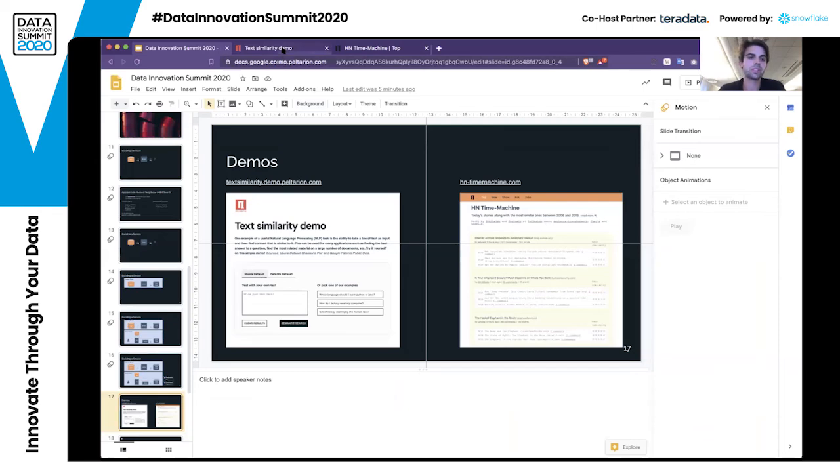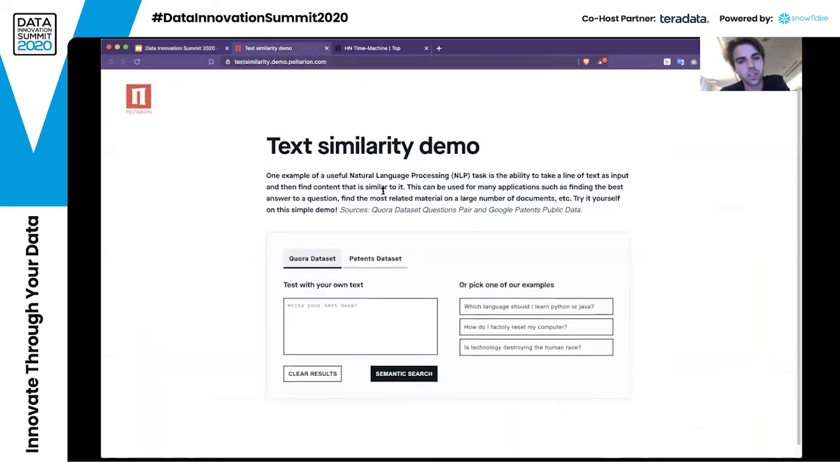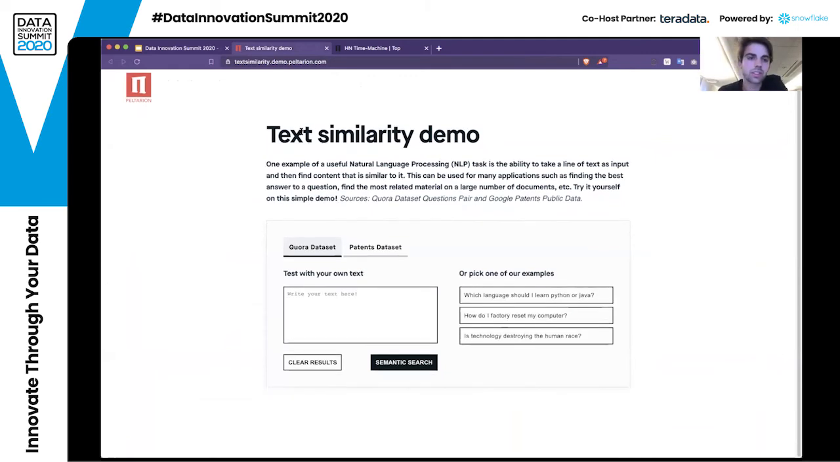The first one you can find at textsimilarity.demo.peltarion.com. Basically, this is a front end that serves on the back end something very similar to what I presented in this presentation. And there's two data sets indexed. One of them is hundreds of millions of Quora questions, and the other one is titles of patent applications.